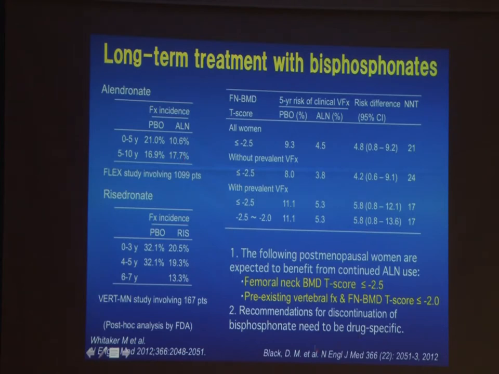However, the group who studied the FLEX trial analyzed subgroups and demonstrated that if the patient's BMD T-score is below or equal to minus 2.5, then there's an indication for continuing bisphosphonate in these patients. And also, if patients have prevalent vertebral fractures and the BMD T-score is minus 2.0 or below, alendronate can be used for a longer time as a beneficial drug. However, because each bisphosphonate has its own special characteristics, recommendations for discontinuation of bisphosphonate need to be drug specific.